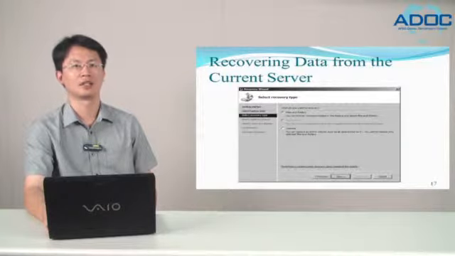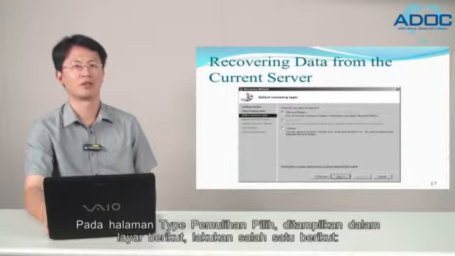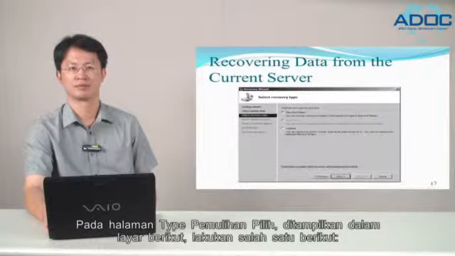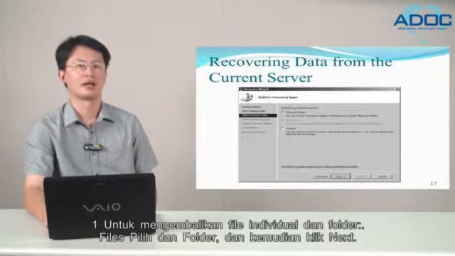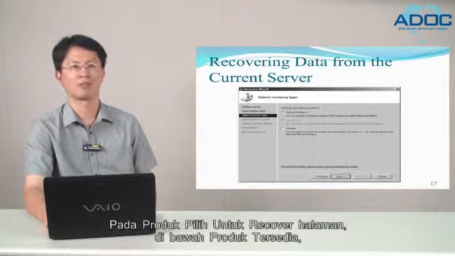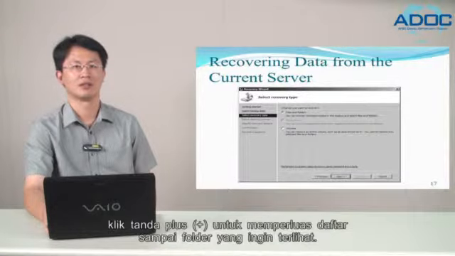On the Select Recovery Type page, shown in the following screens, do one of the following. To restore individual files and folders, select Files and Folders, and then click Next. On the Select Items to Recover page, under Available Items, click the plus sign to expand the list until the folder you want is visible.